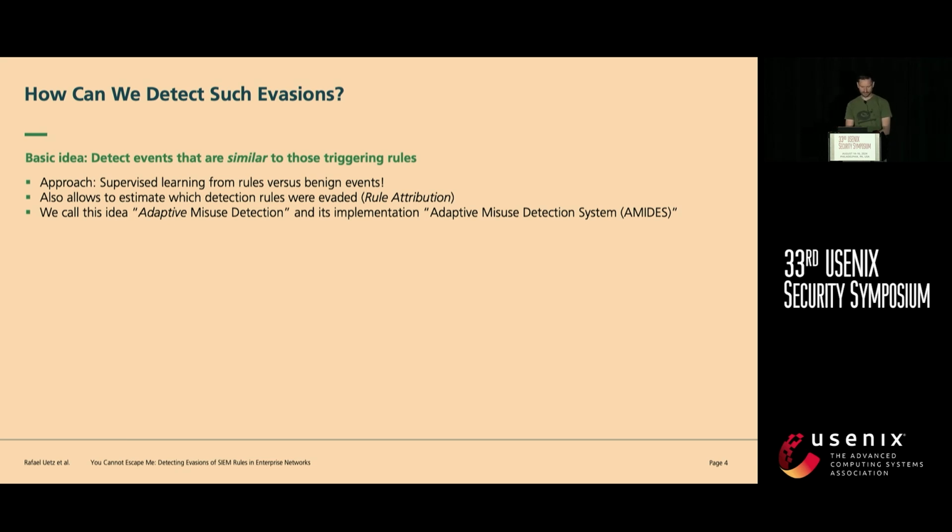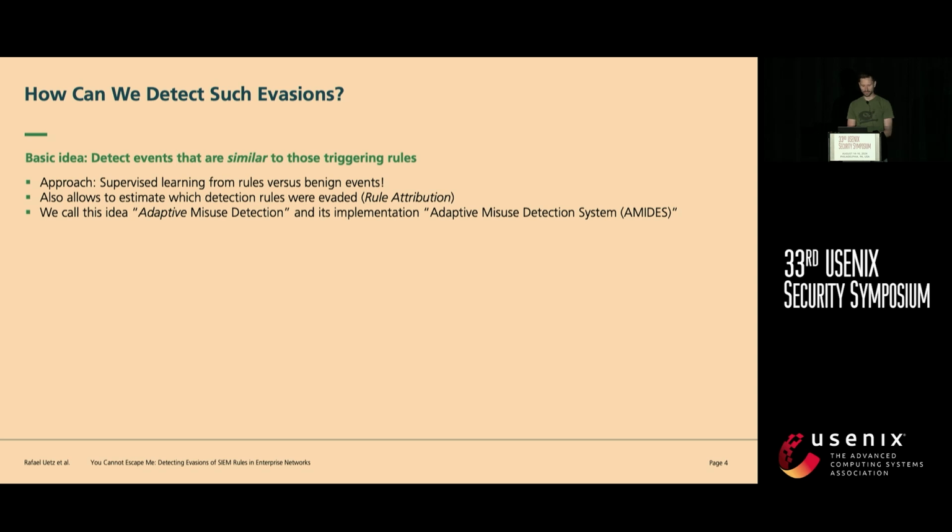that are similar to ones triggering rules, but do not exactly match them. And we found a method where we used supervised learning to train from rules versus benign events. And this is the most important part here, because usually such methods train from malicious events, and most of the time in enterprise networks we might not have enough malicious events.